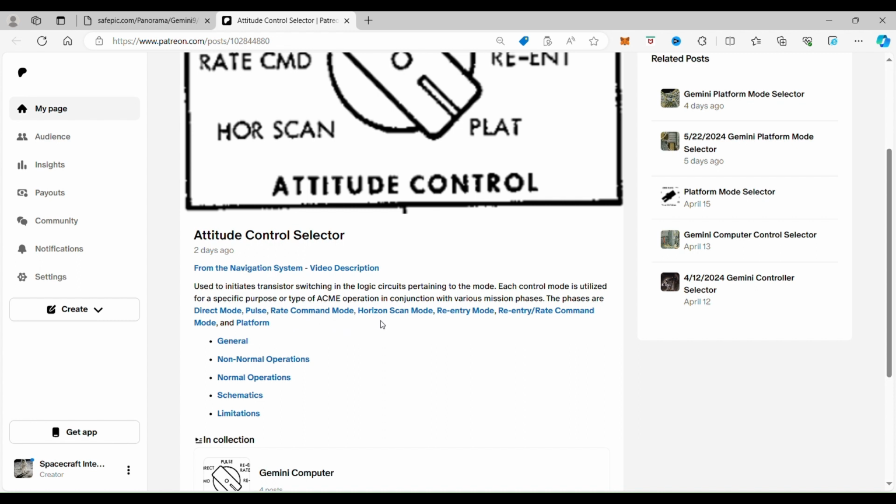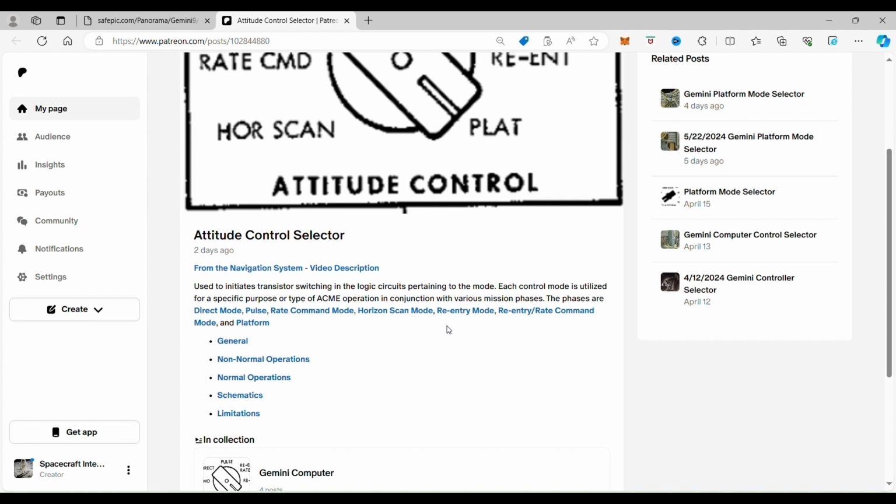Then we have the horizontal scan mode. So if you pointed the nose of the spaceship out at a 090 heading, no matter what happens, the spacecraft will continue on that horizontal of 090 up to plus or minus 5 degrees. Once it gets past 5 degrees, it'll start correcting back towards 090. So if it goes outside 085 to 095, the thrusters will automatically fire to get back in there.